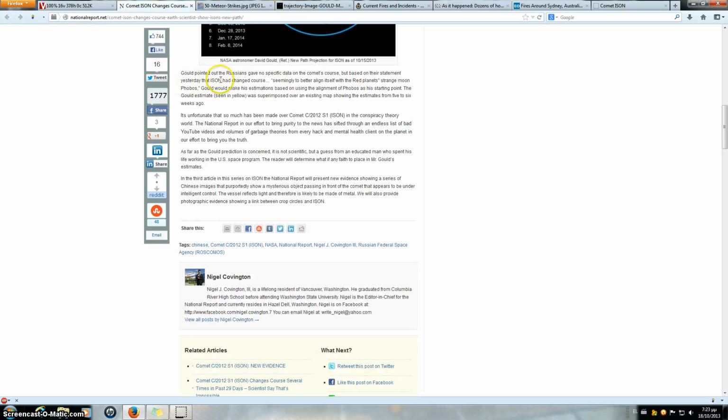Gould pointed out the Russians gave no specific data on the comet's course, but based on their statement yesterday that ISON had changed course, seemingly to better align itself to the red planet's strange moon Phobos, Gould would make his estimations based on using the alignment of Phobos as his starting point. The Gould estimate, seen in yellow, was superimposed over an existing map showing the estimates from 5 to 6 weeks ago.